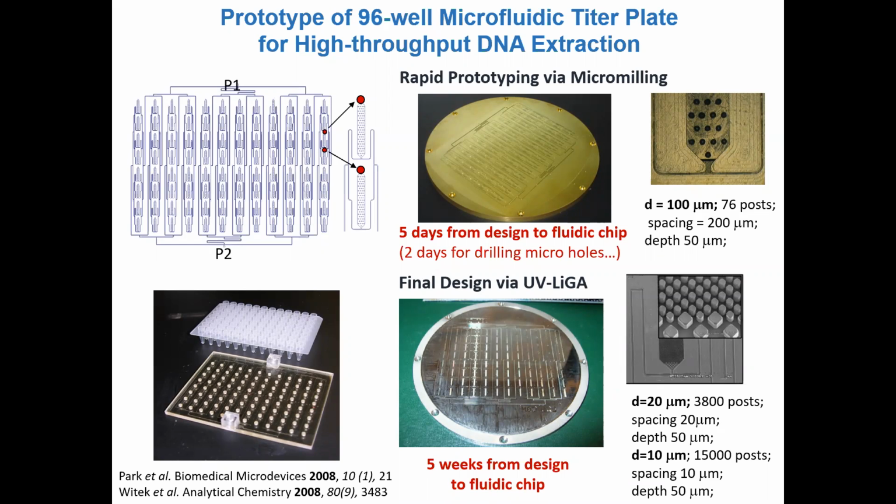This was the micromilling, and the holes were 100 micrometers in this case. This is UV LIGA that you will hear about. This is a lithography-based technique. So we can make, well, these were actually diamond-shaped posts, right? So the side of the post is 20 micrometers or down to 10 micrometers.